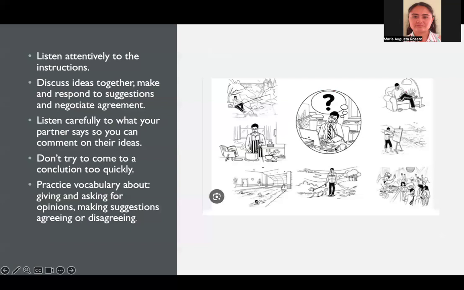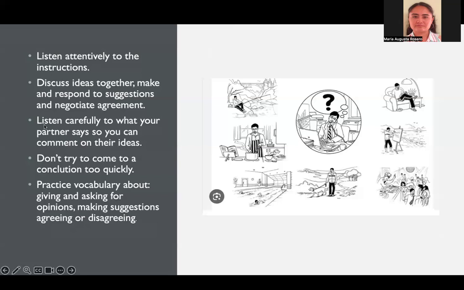And well, I have given here an example of a picture, which is quite similar to the ones that you can have in the exam day. So here in the middle, you have the main image, and then you have different activities, right? So here you have to listen attentively to the instructions, right? You have to pay attention to what the examiner is asking you to do. Then you continue discussing ideas together, right? Once you have the picture, then you continue discussing, as I said before, together. Then you have to make and respond to suggestions and negotiate agreement. This is vital. This is essential.